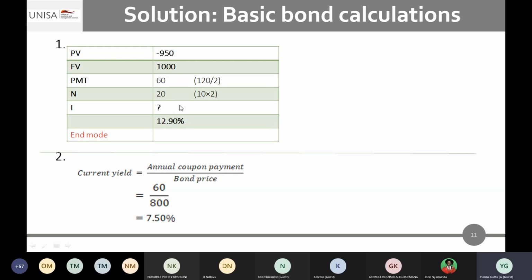So you must remember at the end, you get your interest rate, you times it back by 2 to get your annualized interest rate. That's how we work with semi-annual bonds. So at the end, you must times back by 2 to give you your annualized yield to maturity.